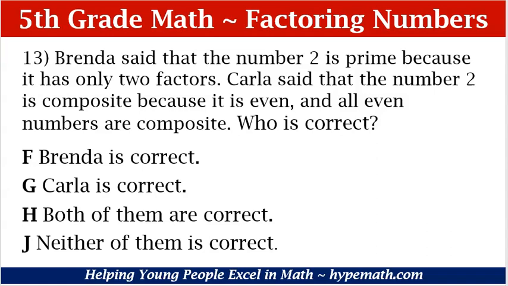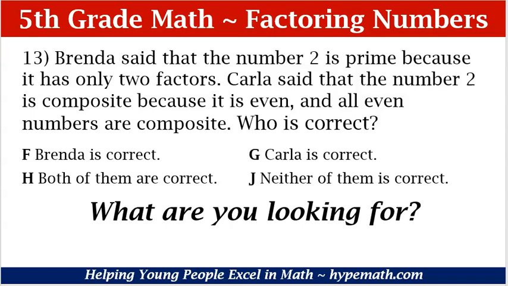Number 13 says, Brenda said that the number 2 is prime because it has only two factors. Carla said that the number 2 is composite because it is even, and all even numbers are composite. Who is correct? Is it F? Brenda is correct. G? Carla is correct. H? Both of them are correct. J? Neither of them is correct.